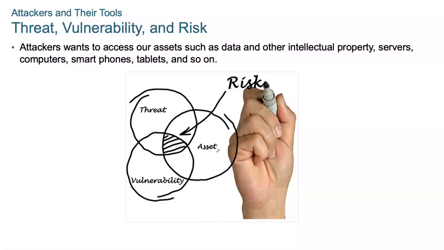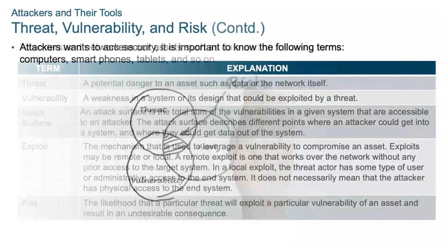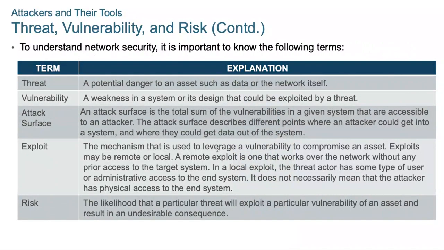Some of the terminologies for identifying attackers and their tools: one is threat. A threat is a dangerous thing to our assets. And vulnerability is the weakness of any system or network. Based on these vulnerabilities, attackers try to get into an individual's assets, gain access to those assets, and use them as per their requirement.